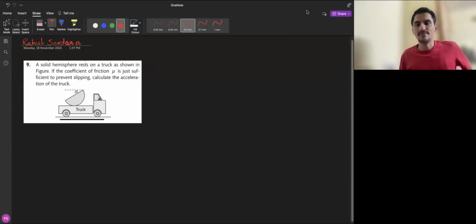Hi students, today I have come with another new interesting problem which is given in Rahul Sardana in rotational dynamics. Let us see that problem.